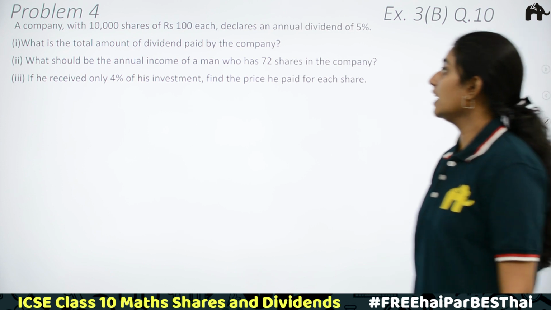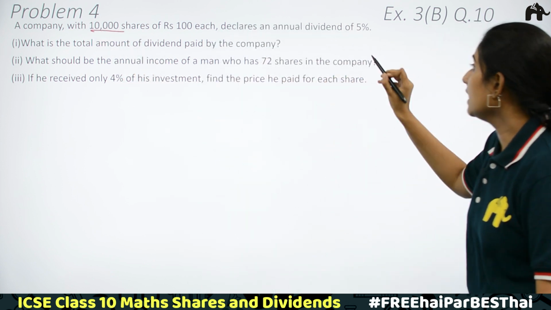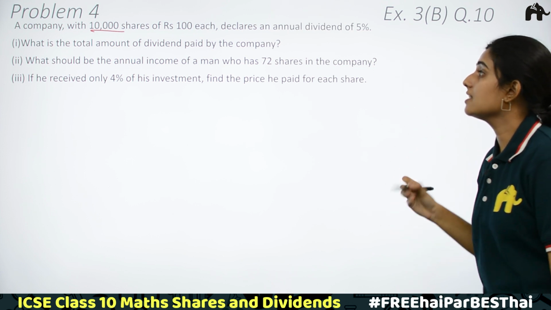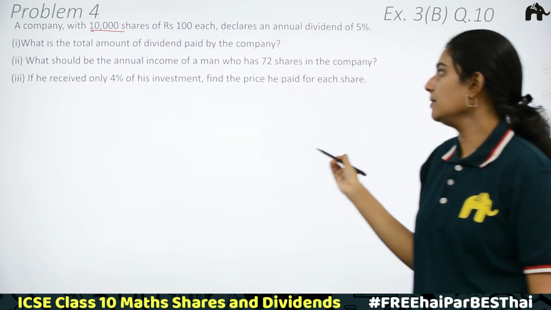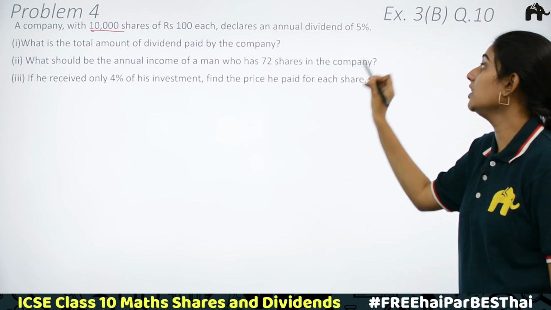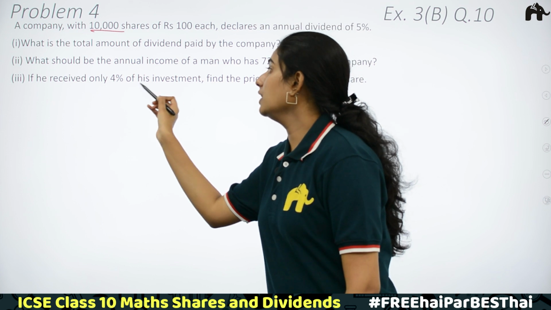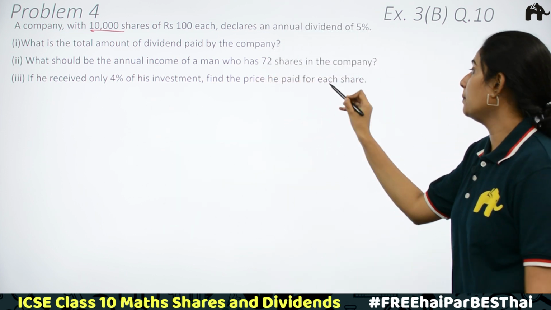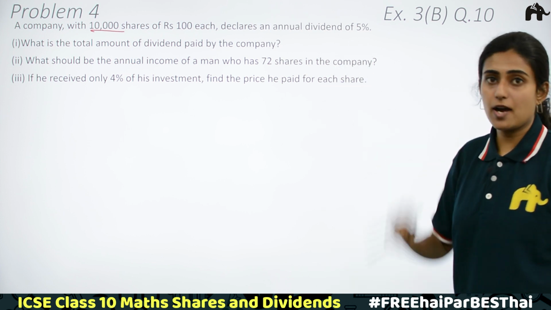A company with 10,000 shares of rupees 100 each declares an annual dividend of 5%. What is the total amount of dividend paid by the company? What should be the annual income of a man who has 72 shares in the company? If he received only 4% of his investment, find the price he paid for each share. Is the question clear? We have 3 parts.